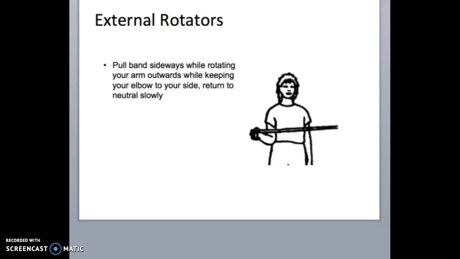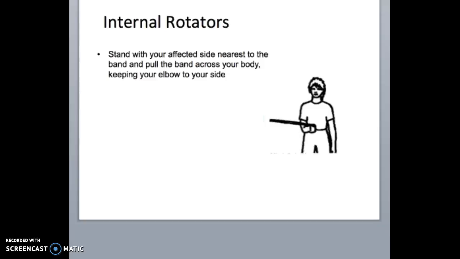The first exercise is the external rotator. Standing sideways, hold the band in your hand and keep the elbow into the side of the pole, and slowly rotate your arm outwards. Return to neutral slowly and repeat. Next, the internal rotator. Stand with your affected side nearest to the band and hold. Keeping your elbow into your side, pull the band across your body, thus rotating your arm at the shoulder inwards. Return to neutral slowly and repeat.